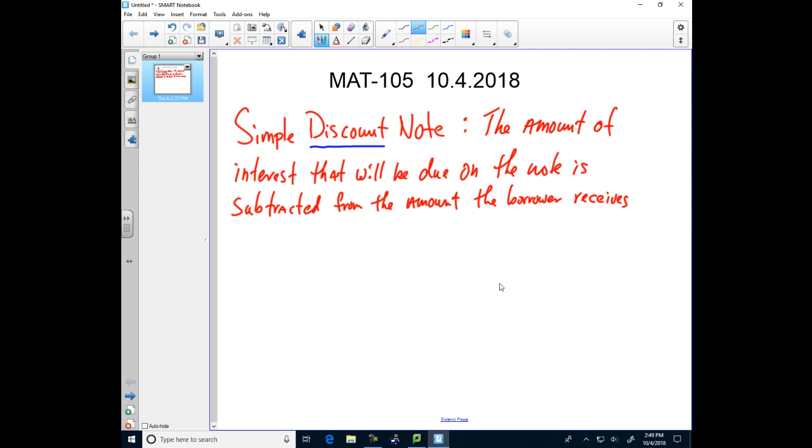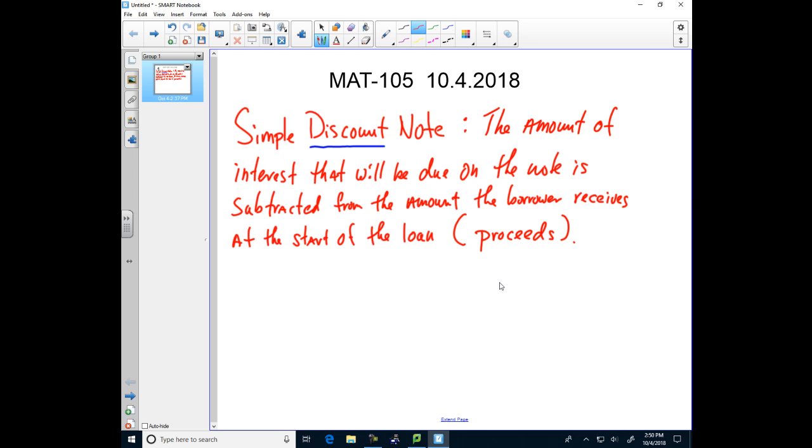Receives at the start of the loan. Now there's a word for this, and I always have trouble remembering how to spell it. Okay, there it is. We refer to what the borrower really gets as proceeds.